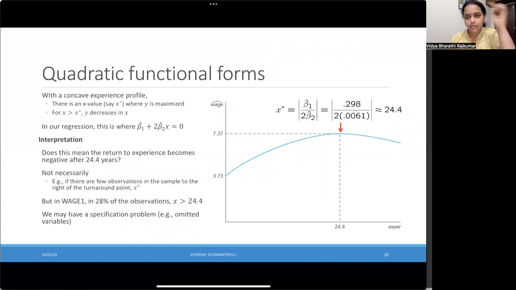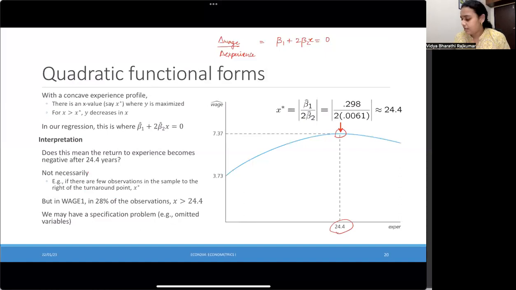At the maximum, the first derivative is going to be 0. The slope of the tangent at the maximum is going to be 0. Delta wage by delta experience is the slope that we're talking about, and that is just beta 1 plus 2 times beta 2 x. If you set that equal to 0, you'll be able to figure out the value of x where this tipping point happens. The formula in this slide just comes from the geometry of a parabola, but if you want, you can look up that formula, or you can just use intuition from calculus.